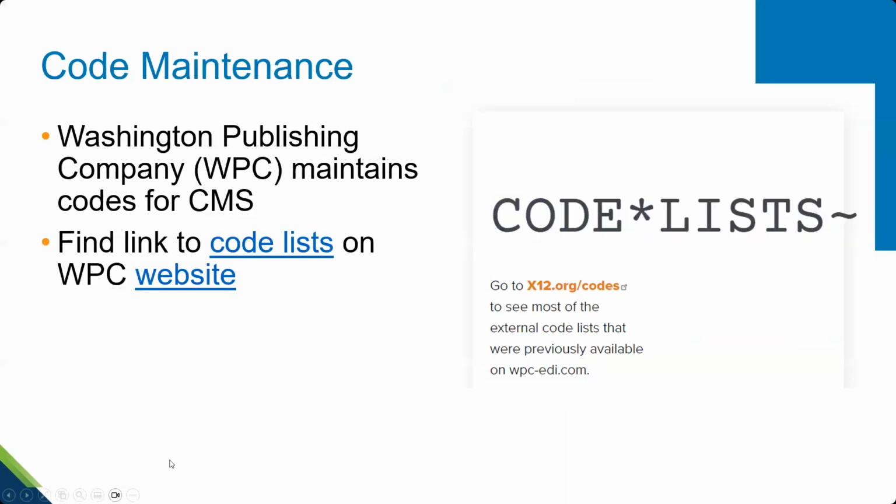You can find code lists for RARCs and CARCs on the Washington Publishing Company website. You'll also see code lists for the group codes. Washington Publishing Company, or WPC for short, actually maintains these codes for CMS. You can find the code lists on their website.